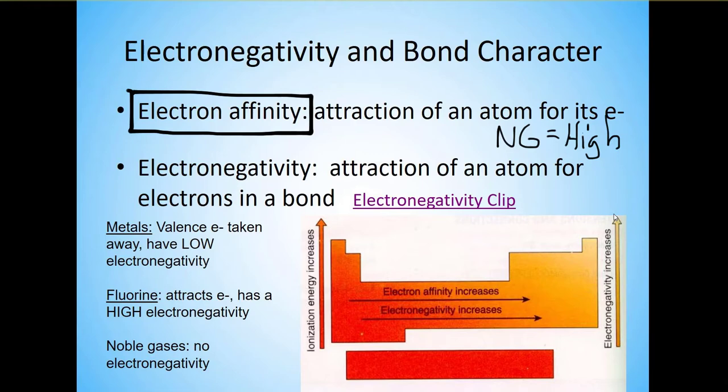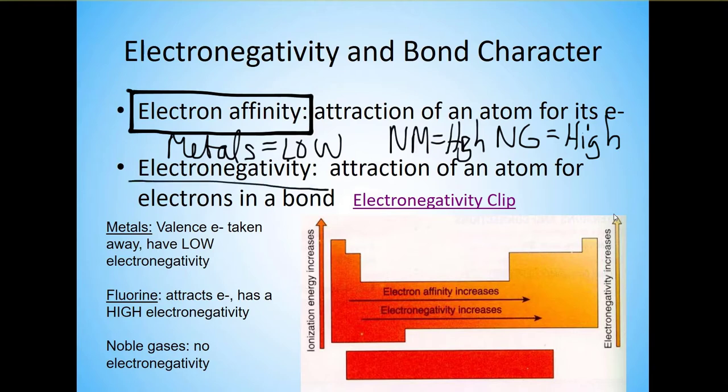So your noble gases are very high. Also, your nonmetals are also high. When you look at metals, metals tend to be large atoms, and because of the distance between the nucleus and those outer electrons, they tend to have low electron affinities. Again, attraction for its own electrons.